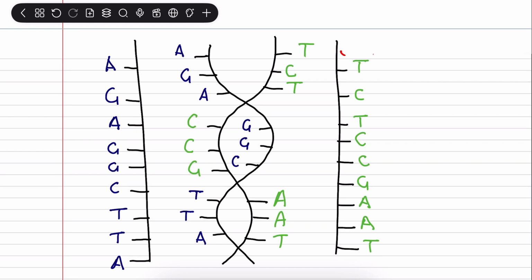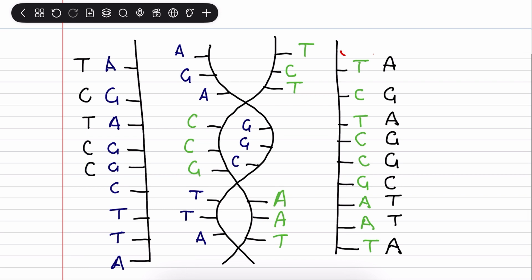our free nucleotides will basically, T will bind with A, C will bind with G, T will bind with A, C will bind with G, C will bind with G, G will bind with C, A will bind with T, A will bind with T, T will bind with A. Same thing on the other side. A will bind with T, G will bind with C, A binds with T, G is C, G is C, C is G, T is A, T is A, and A is T.